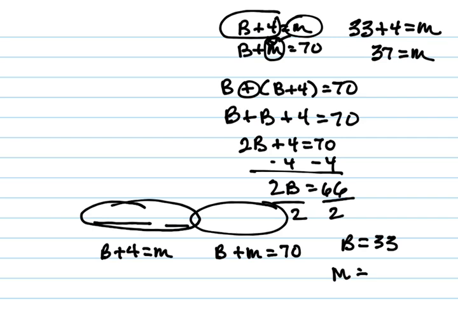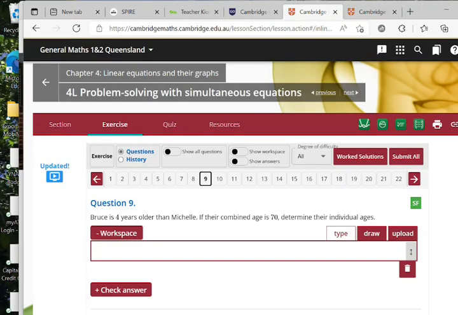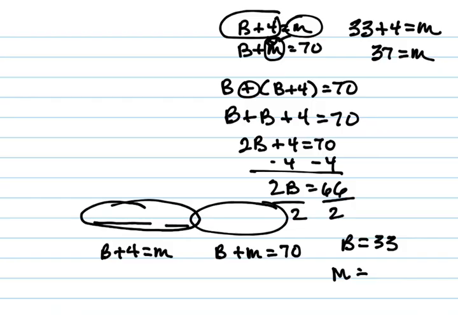Is she older than Bruce? She is according to our calculations, but what did the question say? Was she older than Bruce? Bruce is 4 years older than Michelle. So what happened? If he's the older one, then her age plus 4 would equal his age, right? Okay? So be careful. But look how easy it was to deal with, though.